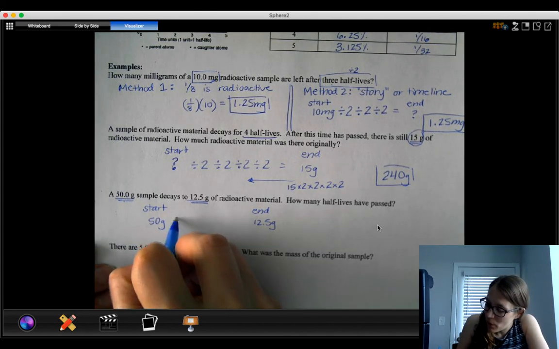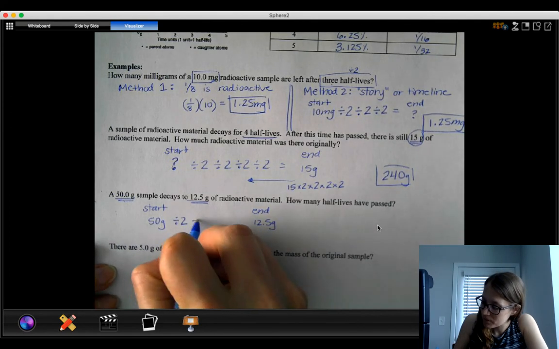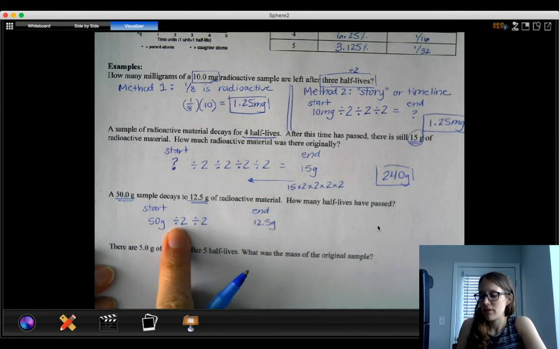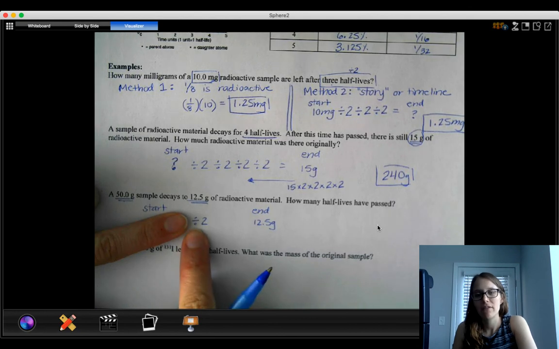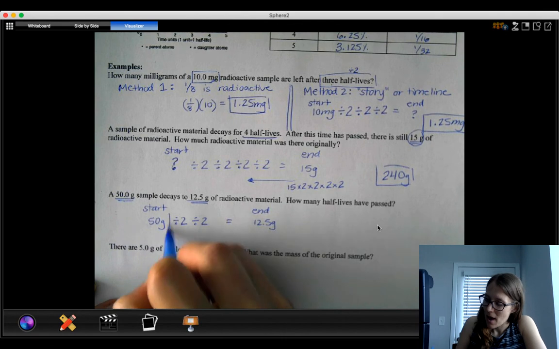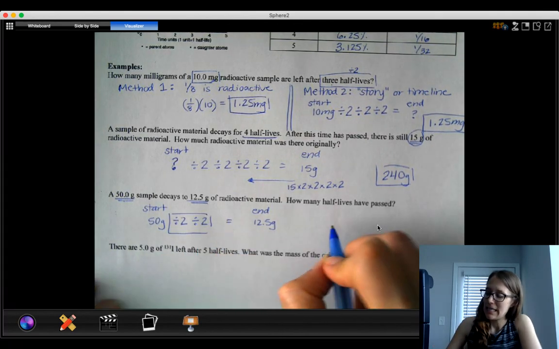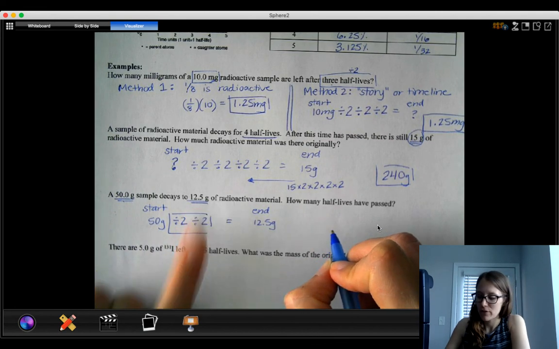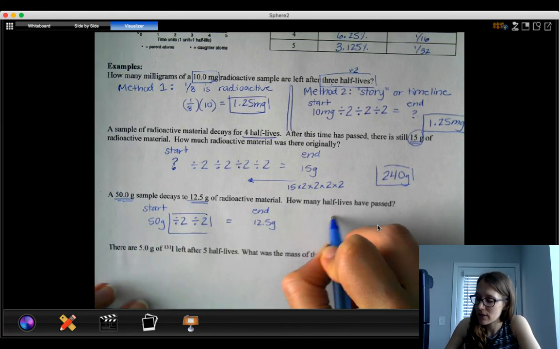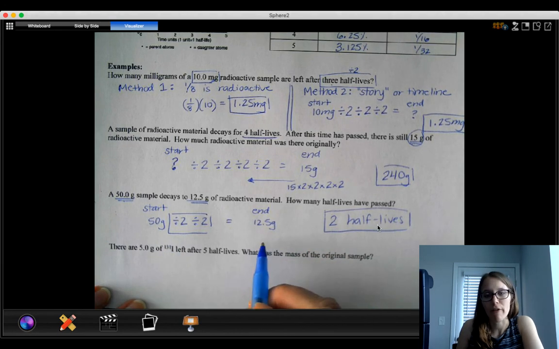So if I just say, well, what if it was 1 half-life? 50 divided by 2 is 25. That's not the end. So let's try another one. 25 divided by 2 is 12.5. So that does give me the answer. How many half-lives was this? I divided by 2 two different times. Each time I divide by 2, that's 1 half-life. So here's 1 half-life, here's 2 half-lives. So 2 half-lives passed in order to get from 50 to 12.5.